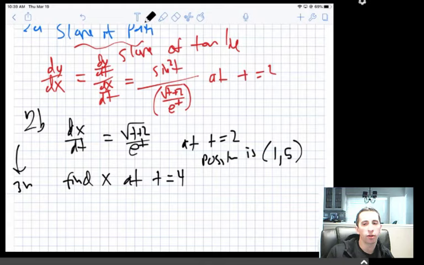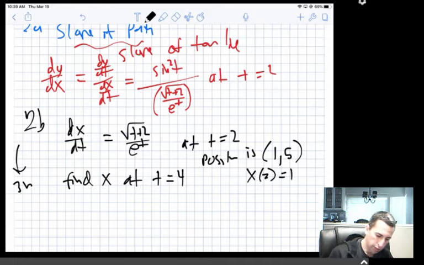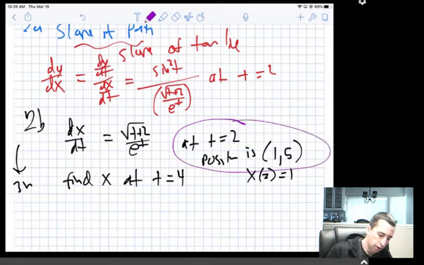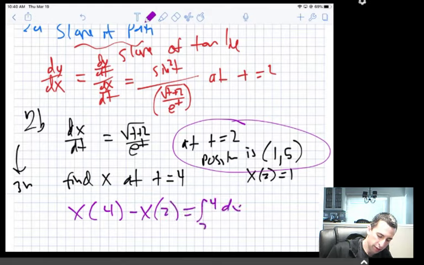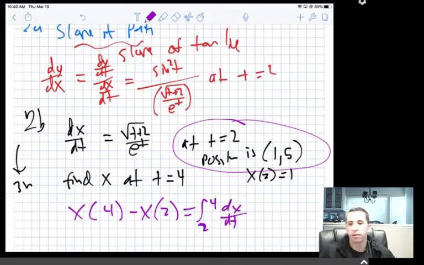This is a fundamental theorem problem. They give you the rate of change in x, that's the dx dt. They give you this initial condition, x of 2 is equal to 1. That's how you want to interpret this condition. Obviously the y would be 5. So x of 4 minus x of 2 is the integral from 2 to 4 of the dx dt that was given to you. Then you plug it into your calculator, but that's the setup.